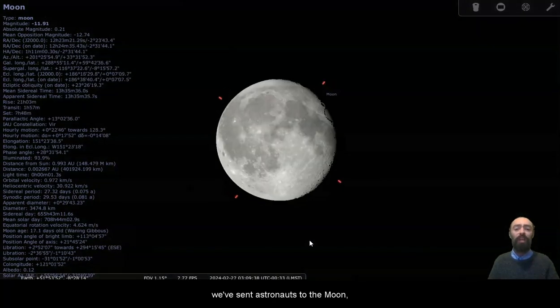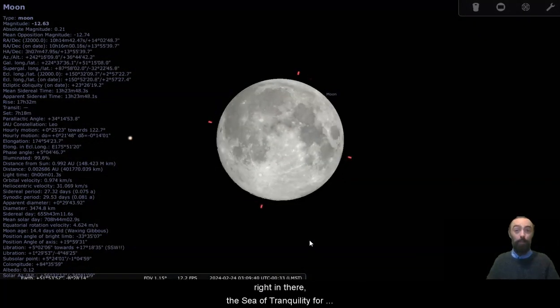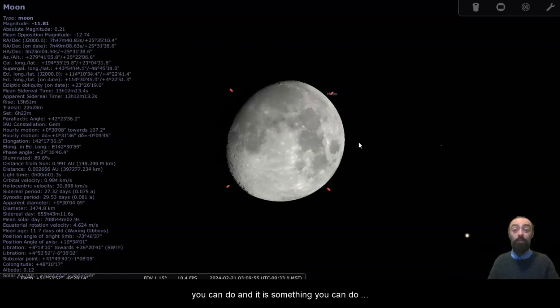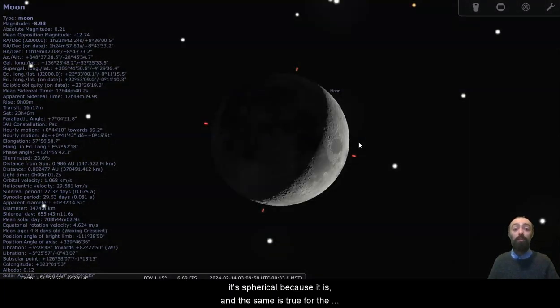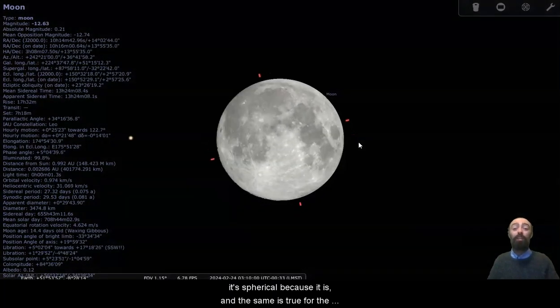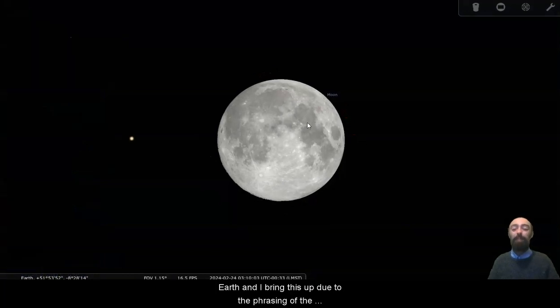Now, of course, we have sent things to the moon. We've sent people to the moon. We've sent astronauts to the moon right in there, the Sea of Tranquility for Apollo 11 and the other Apollo missions in other areas. But if you want to make sure that the moon is spherical yourself, just looking at it with your own eyes or using your own homemade telescope, that is something you can do. And it is something you can do because the moon is spherical. You can check that it's spherical because it is. And the same is true for the Earth.